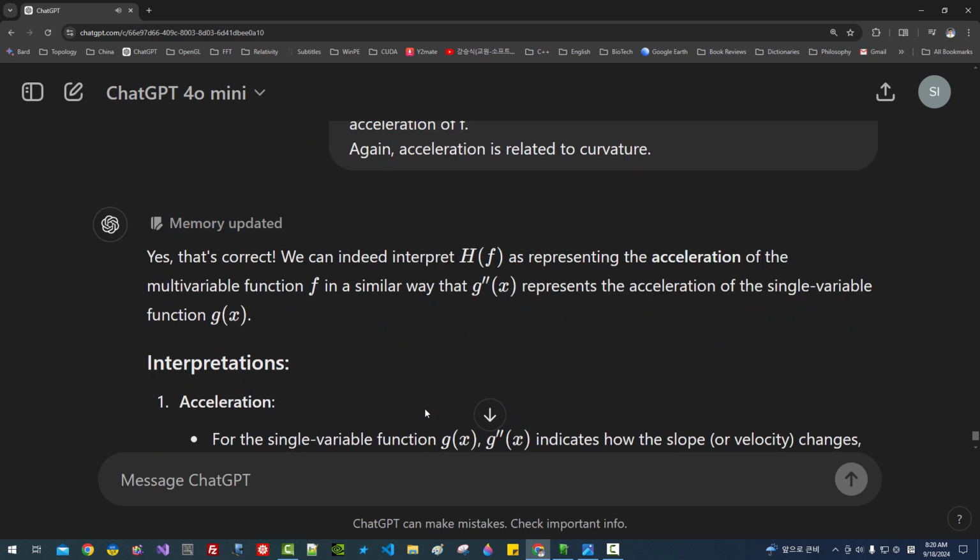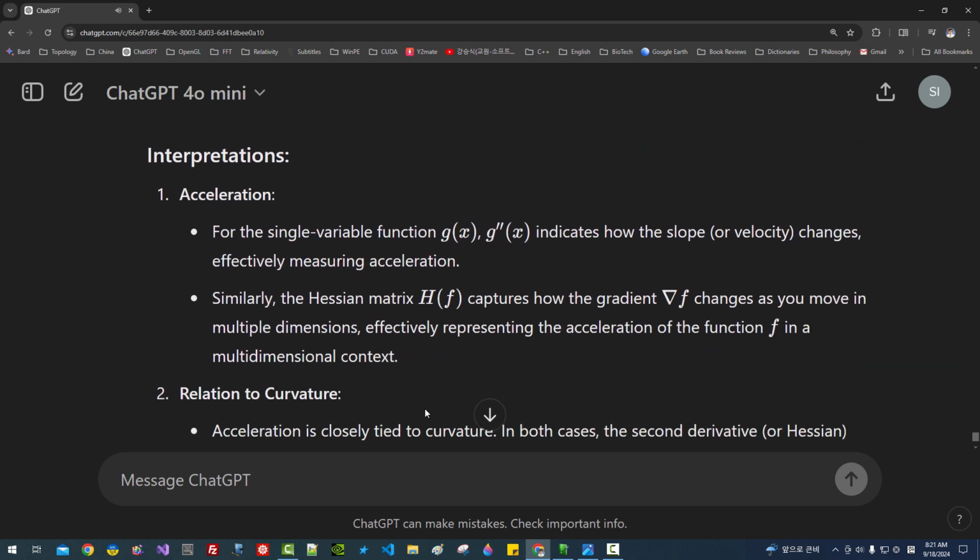Yes, that's correct. We can indeed interpret Hf as representing the acceleration of the multivariable function f in a similar way that g''(x) represents the acceleration of the single variable function g(x). Interpretations. 1. Acceleration. For the single variable function, g''(x) indicates how the slope or velocity changes, effectively measuring acceleration. Similarly, the Hessian matrix Hf captures how the gradient ∇f changes as you move in multiple dimensions, effectively representing the acceleration of the function f in a multidimensional context.